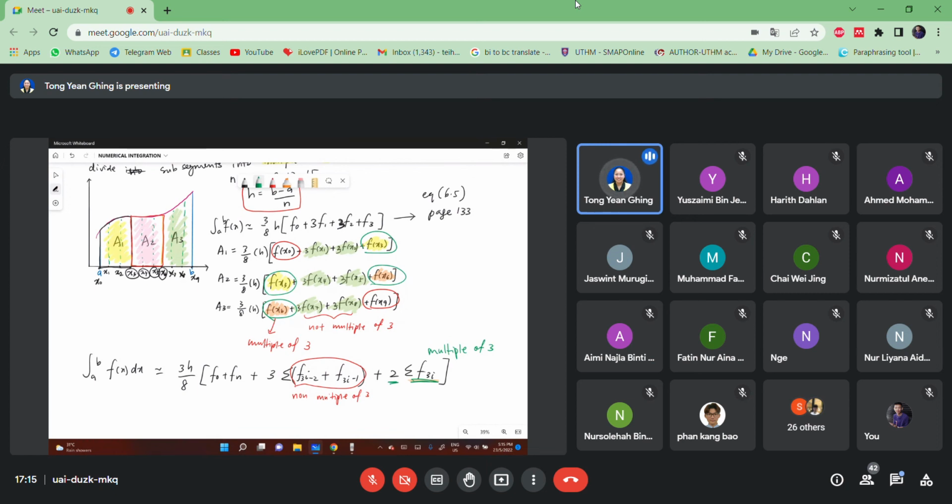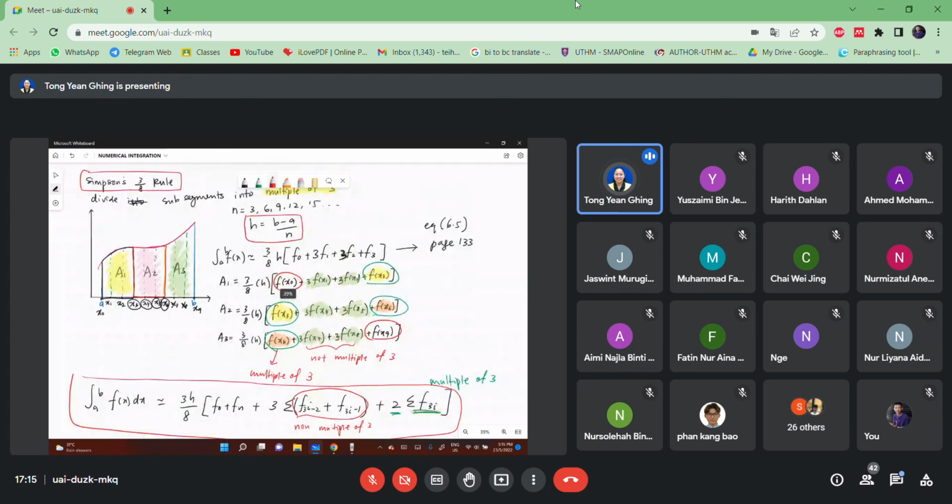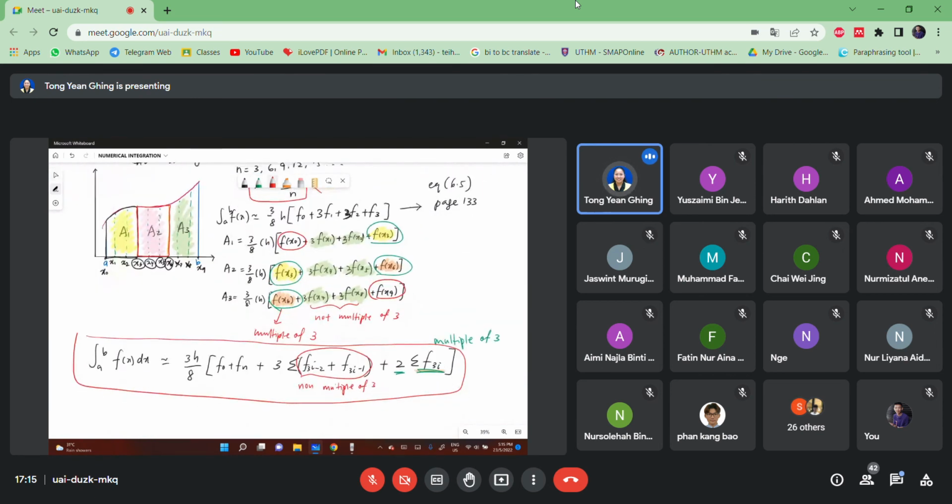Okay, the formula of Simpson's 1/3 and 3/8, this one, no need to memorize. What you have to remember is this one. But for this equation, if it comes out in the test or final, the equation will be given. But then you have to know what this is. This is the non-multiple of 3, and this is a multiple of 3. This you have to know. Okay, but the equation will be given.